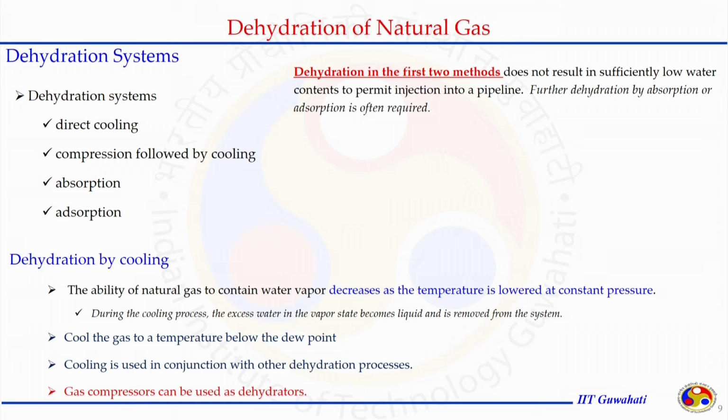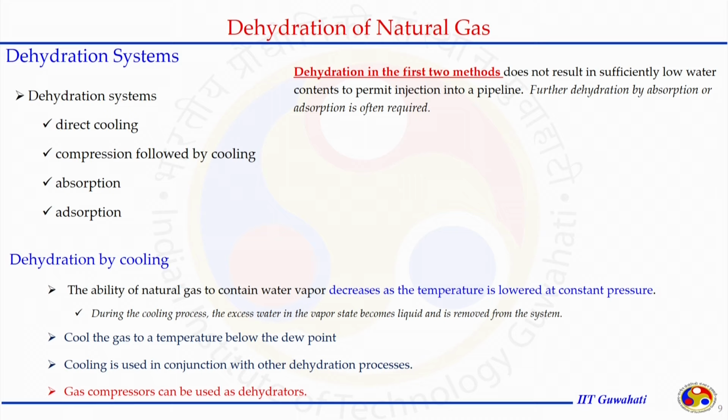So, there are procedures that allow us to perform the dehydration of natural gas. The dehydration system can be classified broadly in 4 major processes, that is direct cooling. When we are having the natural gas, if we cool it, because of the difference of dew point condition, the water component will get condensed from the gas and we can separate it. Compression followed by cooling.